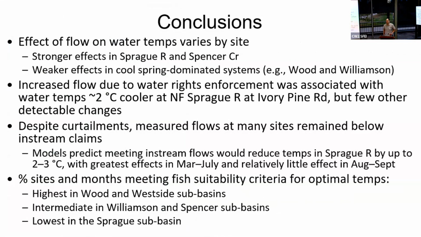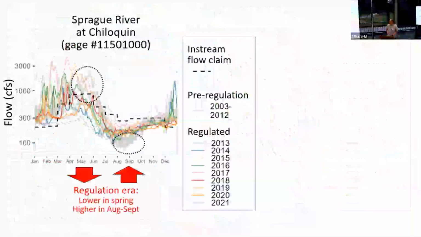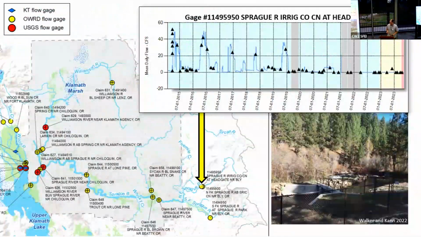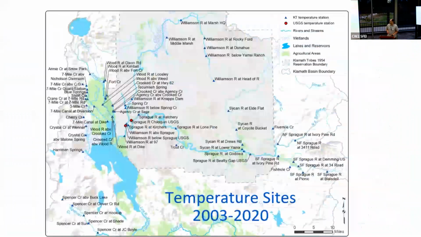Yes. The Williamson is broken into 2 sections, the upper section being a lot different than the lower. Curious why you're not looking at the upper Williamson. I mean, we do have sites in the upper Williamson. Sorry, yes, we did include sites in the upper Williamson.